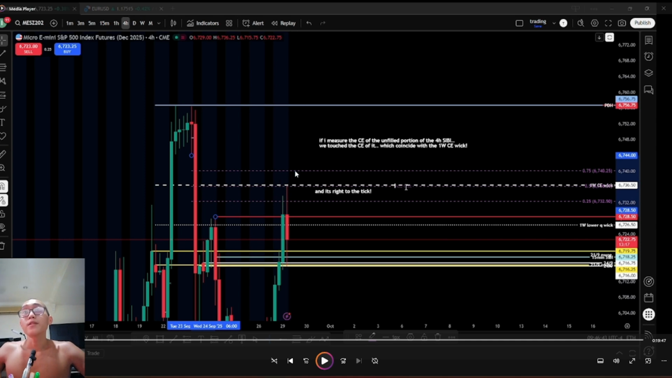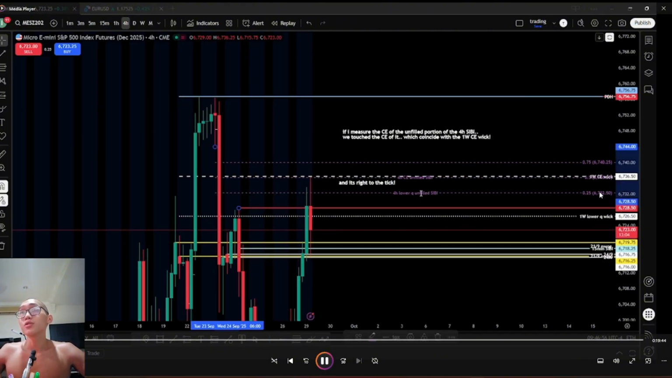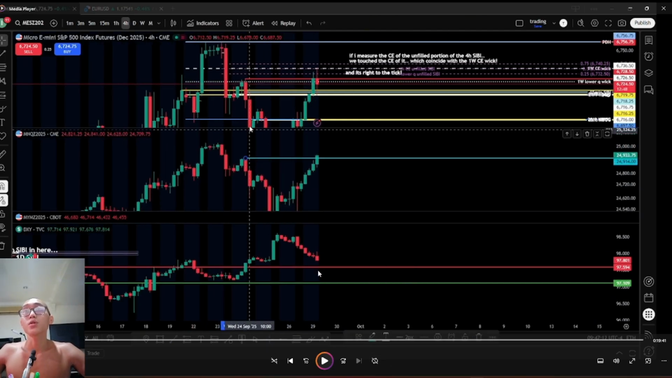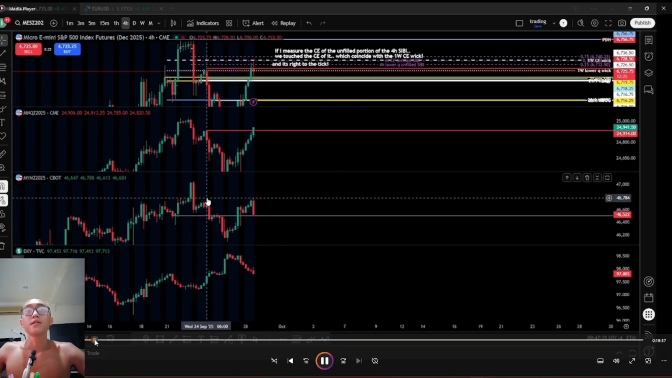And here is also where the weekly CE week is, but the weekly CE week comes at 6736.5, and the CE of this unfilled portion comes at 6736.25, which is at the very spot of it. Okay, and right now you can see dollar pulling lower, Nasdaq higher, so it imposed higher things now. Okay, seeing the 4-hour chart.